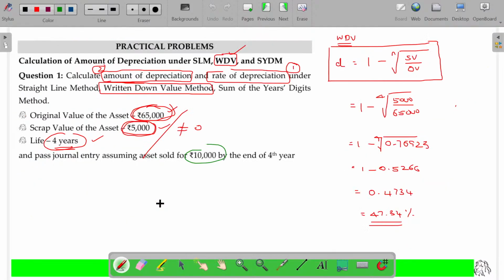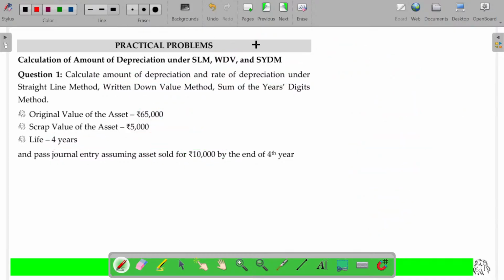Now let's see, before I go for another method, the sum of the years digits method. Sum of the years digits method is equivalent to the WDV method, but a shortcut. In practical life, if you want to calculate the WDV method without any modern gadgets or calculator, it's really tough. So in order to find a value almost closer or similar to the WDV method, we have one more method called the sum of the years digits method.